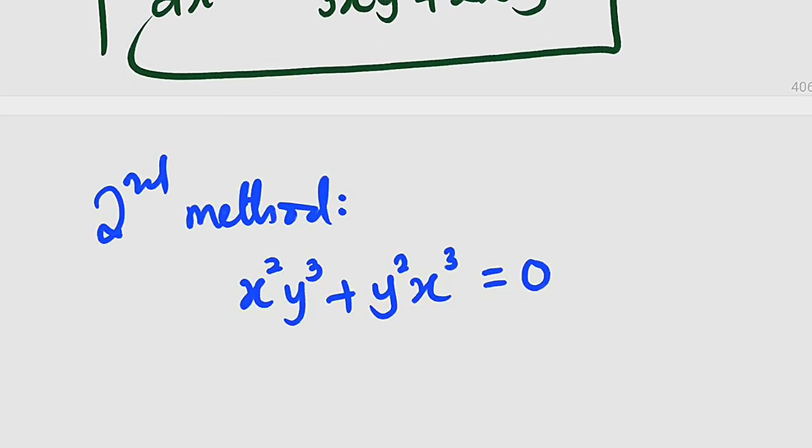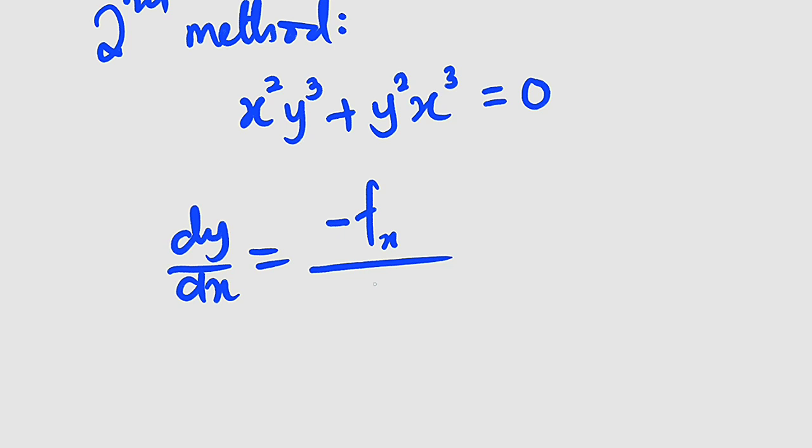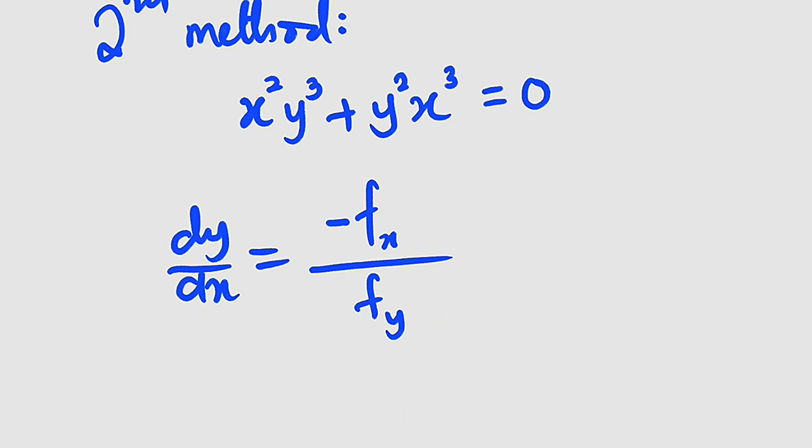All right, the second method. I would like to use the formula dy over dx is equal to negative f subscript x divided by f subscript y. What does this mean? It means we should differentiate the entire function with respect to x alone. Therefore, y will remain constant. Then we multiply everything by negative 1. Then you divide by f subscript y, meaning you should differentiate the entire function with respect to y alone, treating x as constant.